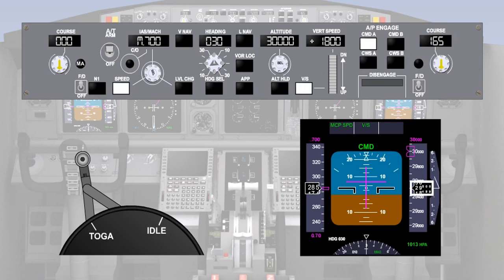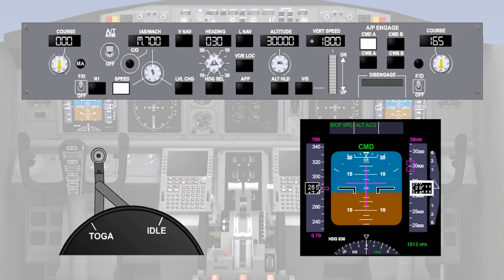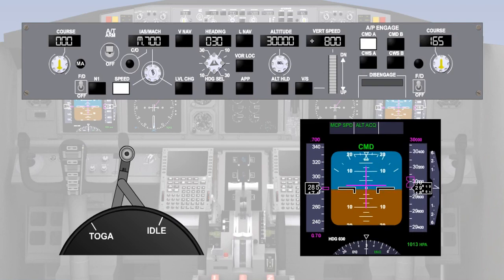At this point, altitude acquire becomes the engaged mode in pitch, enunciated by altitude acquire, replacing vertical speed. As the aircraft levels off, the autothrottle moves the levers rearwards to maintain the selected speed of Mach decimal 7. When the aircraft is level, altitude hold engages in pitch, and altitude hold will be enunciated, replacing altitude acquire. The light in the altitude hold button will illuminate.